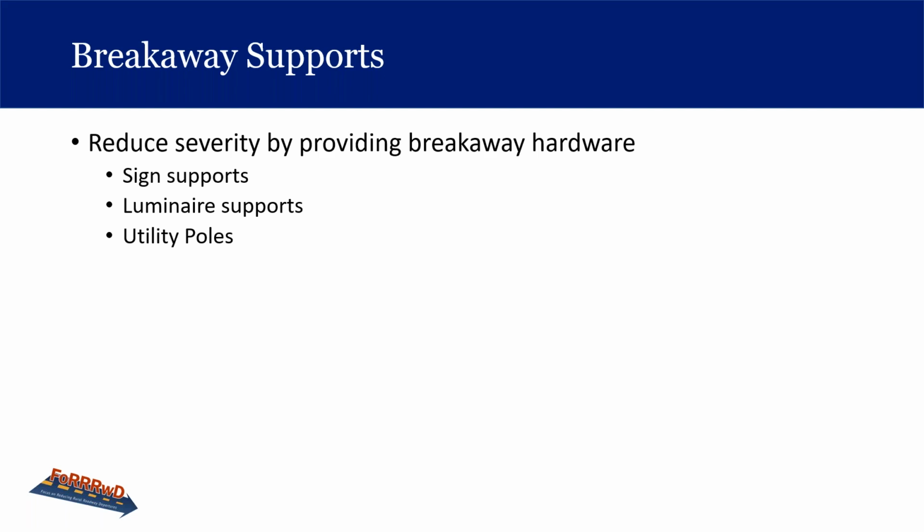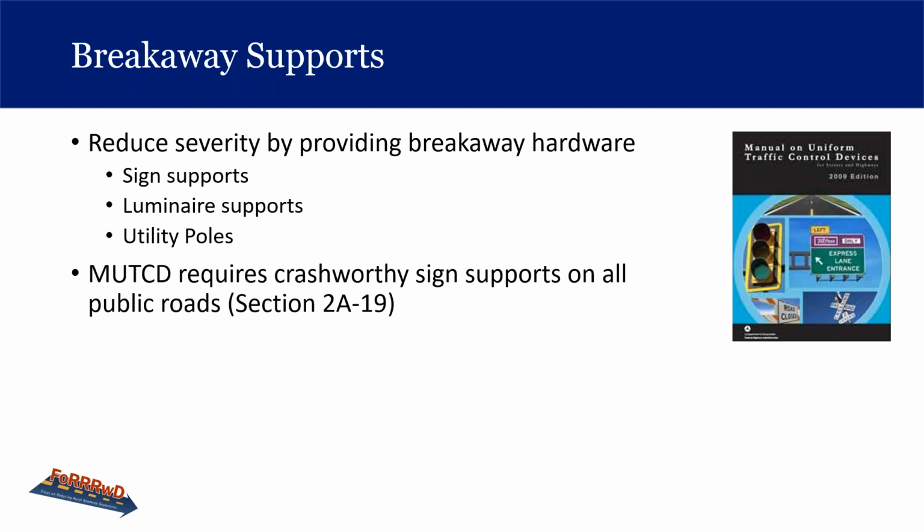So our breakaway supports reduce severity by providing breakaway hardware, and then we can use these on sign supports, luminaire supports, and utility poles. And if we look at the MUTCD, it requires crash-worthy sign supports on all public roads. It says that in section 2A-19.